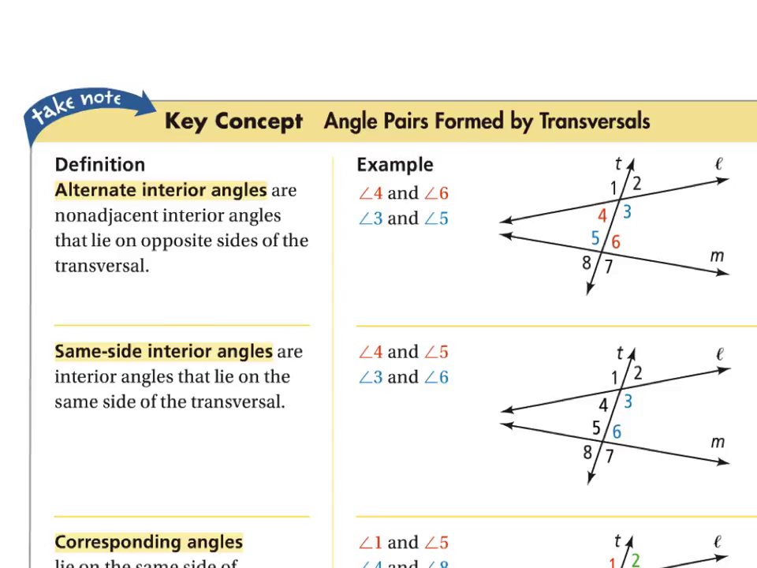For example, angles 4 and 6. Angle 4 is on the left side of the transversal. Angle 6 is on the right side of the transversal. They're called interior angles because they are in that interior portion between our two lines being intersected. Alternate interior angles, I also refer to them as Z angles, because a Z forms a pair of alternate interior angles.